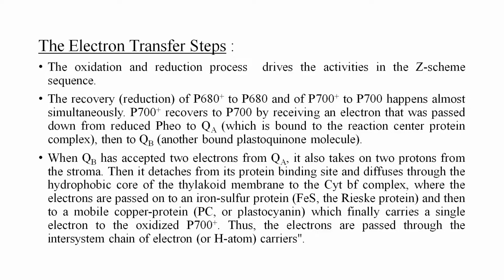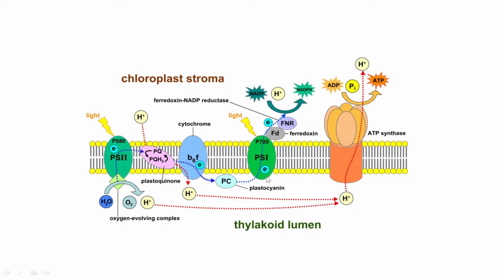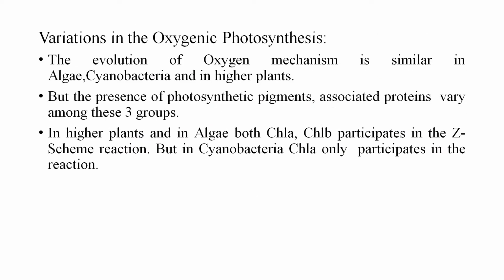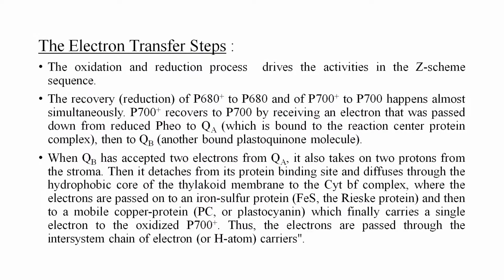The oxidized P700 recovers the electron by receiving an electron that was passed down from the pheophytin to plastoquinone. Here we can see that the recovery of electron also happens simultaneously in PS2 and PS1. The loss of electron in PS1 is recovered from plastoquinone. The quinone B has accepted 2 electrons from quinone A and also takes on 2 protons from the stroma. Then it detaches from its protein binding site and diffuses through the hydrophobic core of the thylakoid membrane.